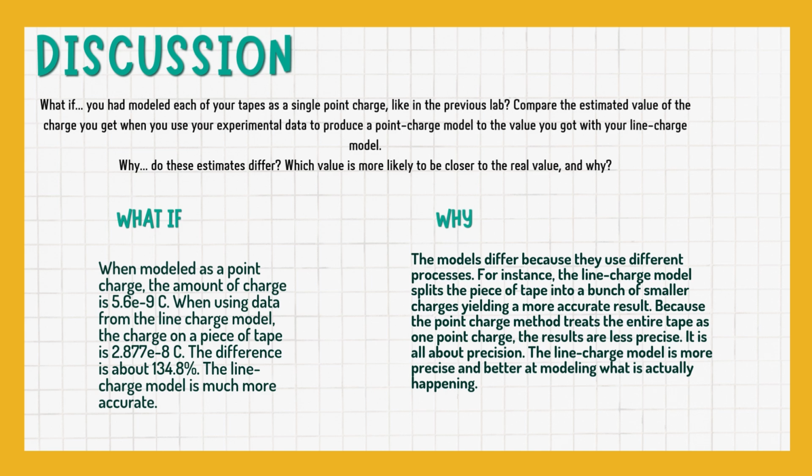So why do these estimates differ? Which value is more likely to be closer to the real value and why? The models differ because they use different processes. For instance, the line charge model splits the piece of tape into a bunch of smaller charges, yielding a more accurate result. Because the point charge method treats the entire tape as one point charge, the results are less precise. This is all about precision. The line charge model is way more precise and better at modeling what is actually happening.